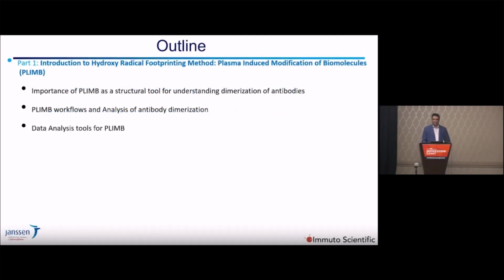So to give you an outline of my talk, it'll be two parts. First, I will give you an introduction to hydroxyl radical footprinting methods known as plasma-induced modification of biomolecules, or PLIMB, which is a proprietary technology that was developed at Immunoscientific. I will go over the PLIMB that's used as a structural tool to understand the dimerization of an antibody, which is a bispecific antibody. I'll describe some of the PLIMB workflows that we've adopted to analyze these dimers, as well as the data analysis tools that are available for PLIMB.